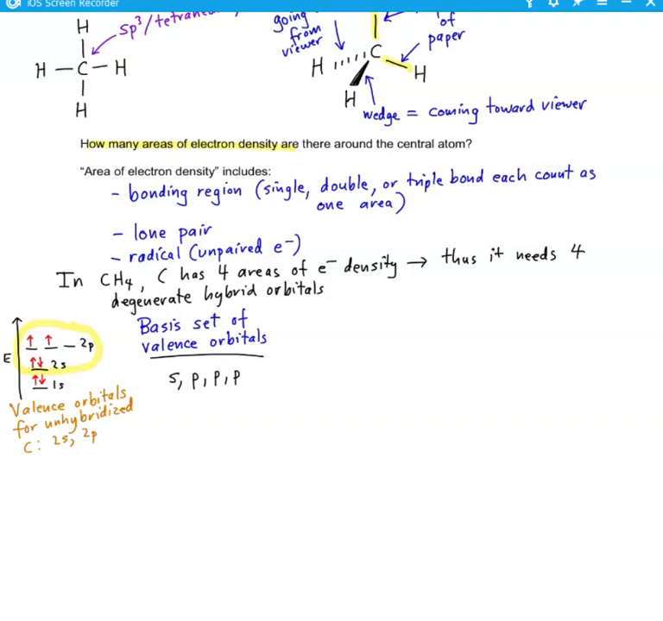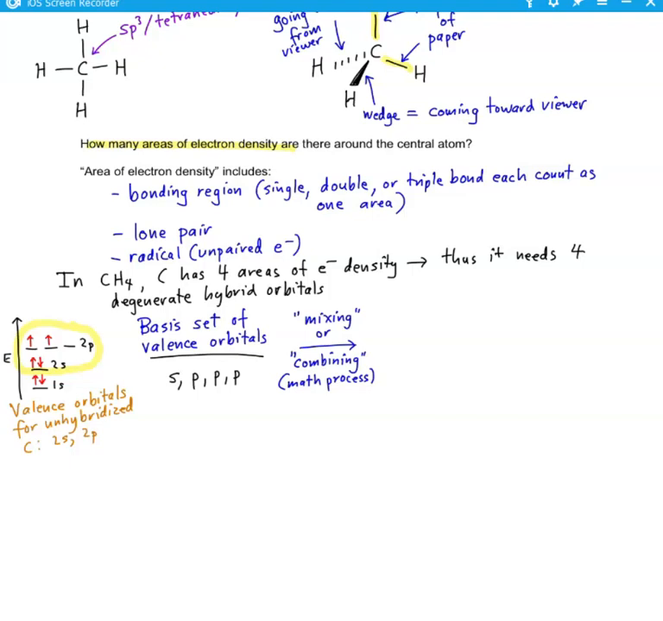What we're going to do with those is subject them to a mathematical process that's called mixing, or we could call it combining. And so we're going to do some mathematical operations to convert these orbitals, and remember these are functions. And so what we're doing is mixing or combining functions to get new functions. So we're going to do that in order to get our hybrid orbitals.